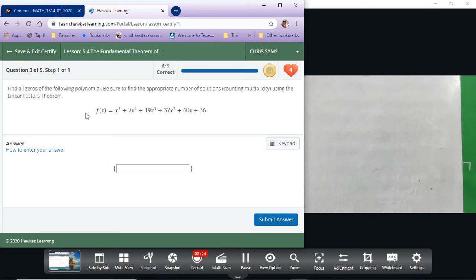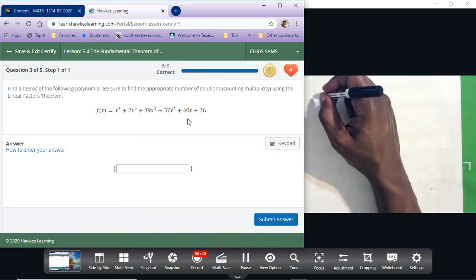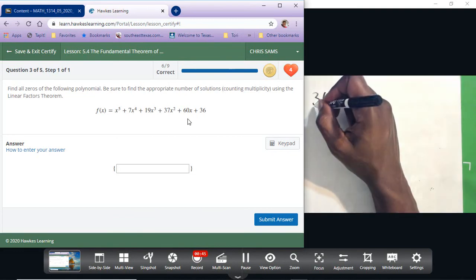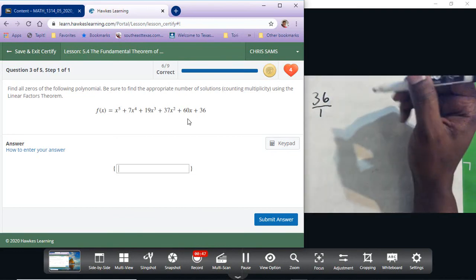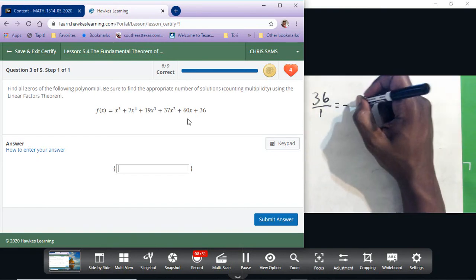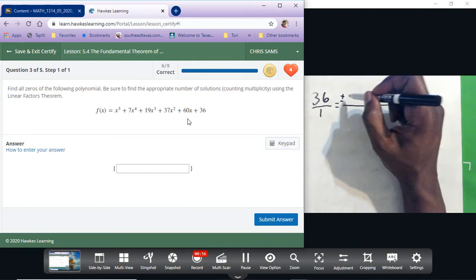So we're going to use the zero factor theorem. Remember how we listed, we took the last number, which is 36, the constant, and divided by all the factors of the leading coefficient, which is 1, to find all the possible zeros. So all the factors of 36, and remember plus or minus when we do this list.